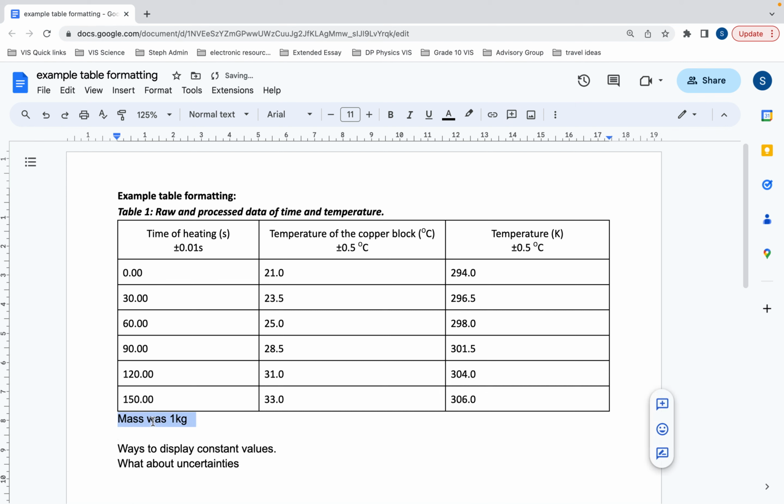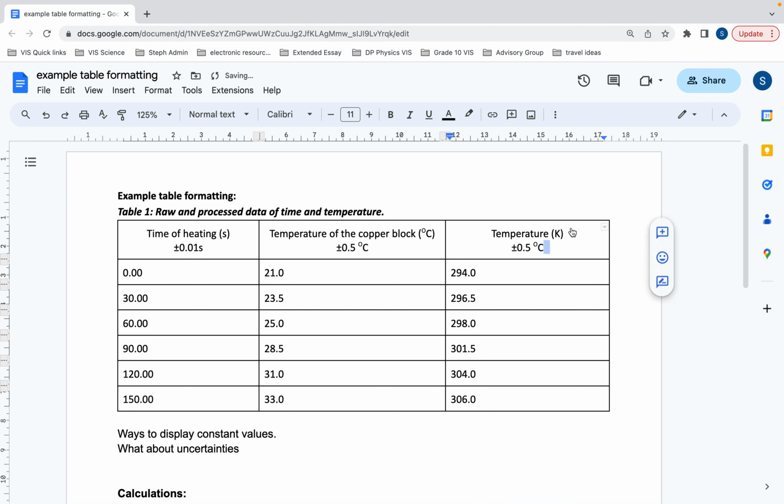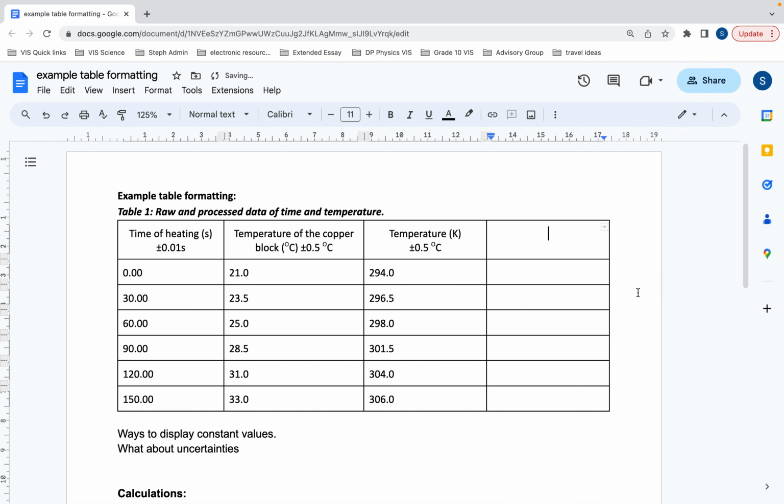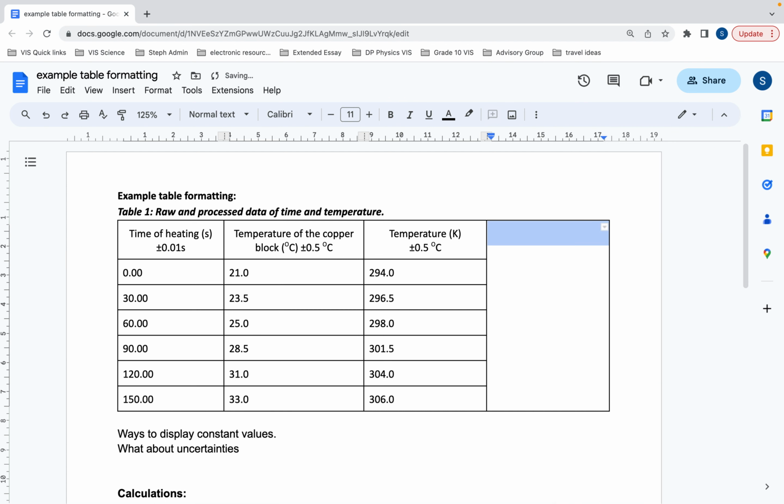I've also had students in the past just make a column to the right and then merge it. And I've had students write things like mass of the block and then put them in here. Current should be measured in amps, or you could just write equals, and then let's say that was 0.6 amps. So I've had people do them in different ways, but you do need to make sure you've got your constants somewhere.